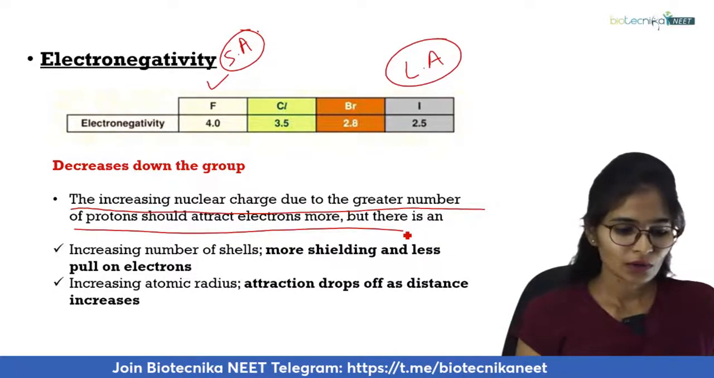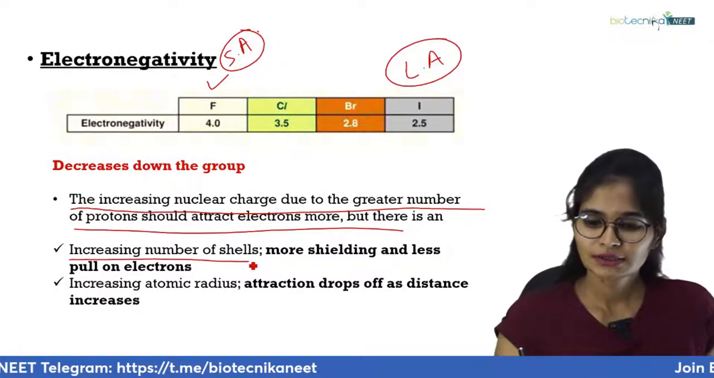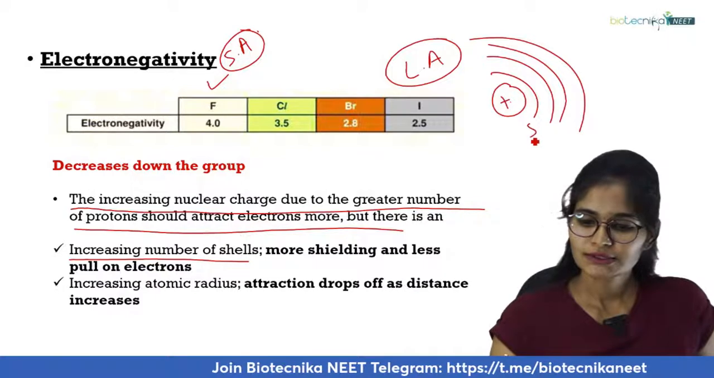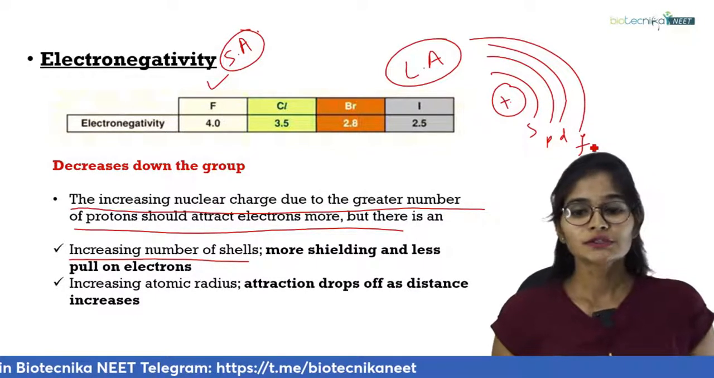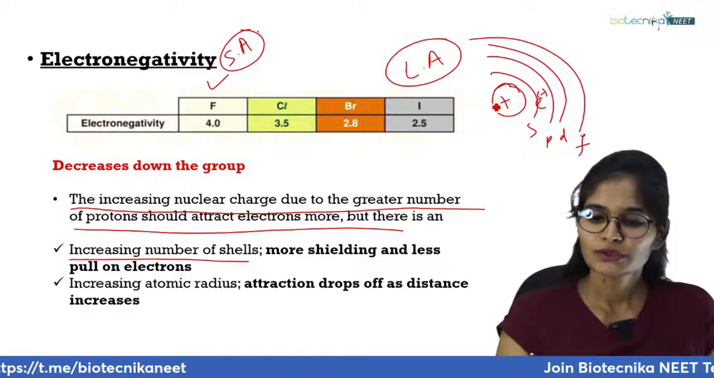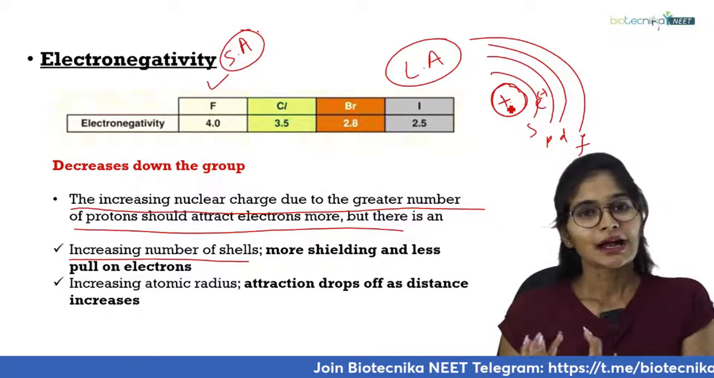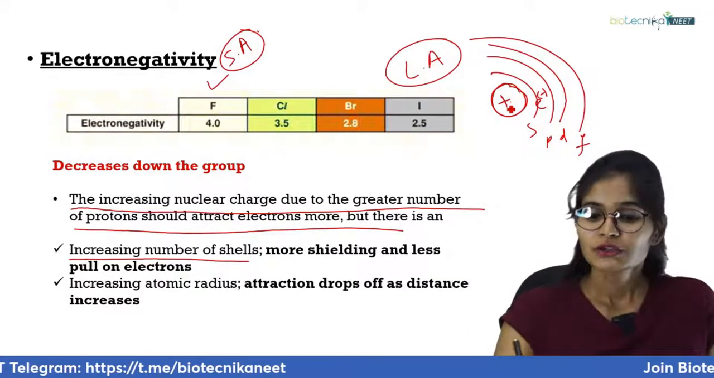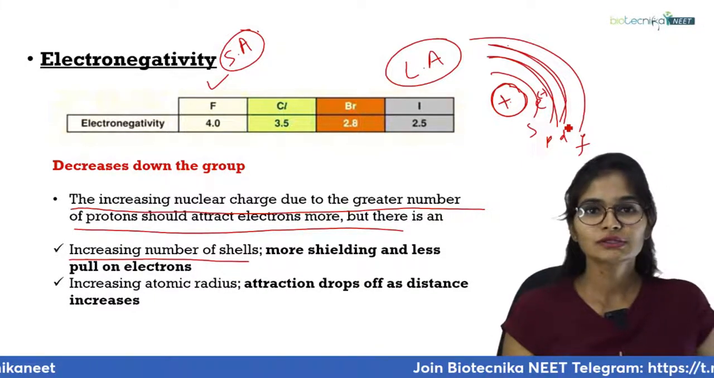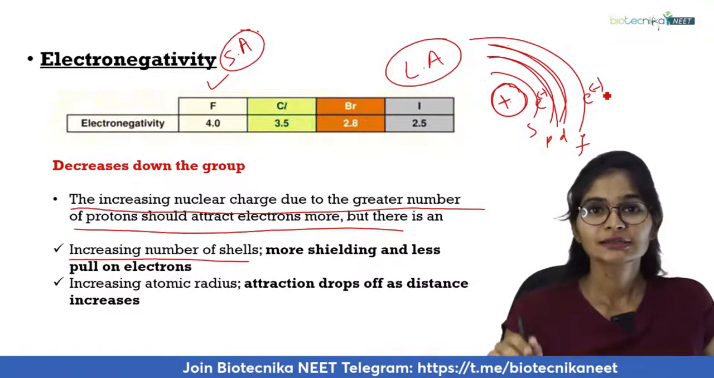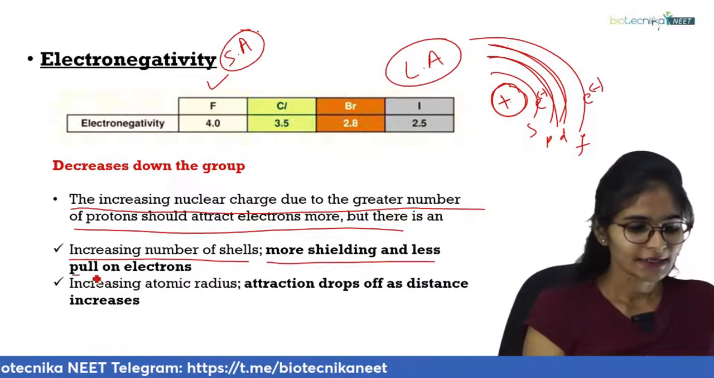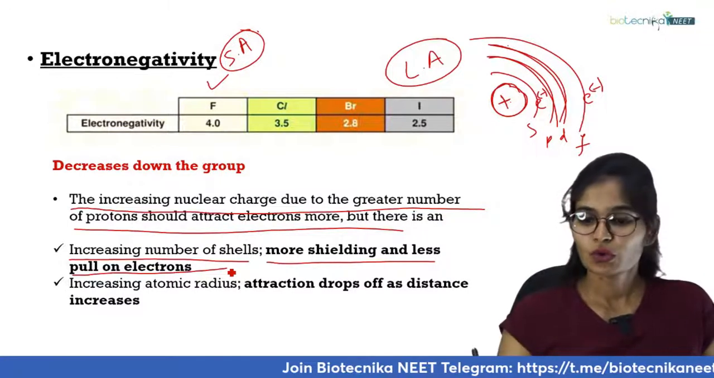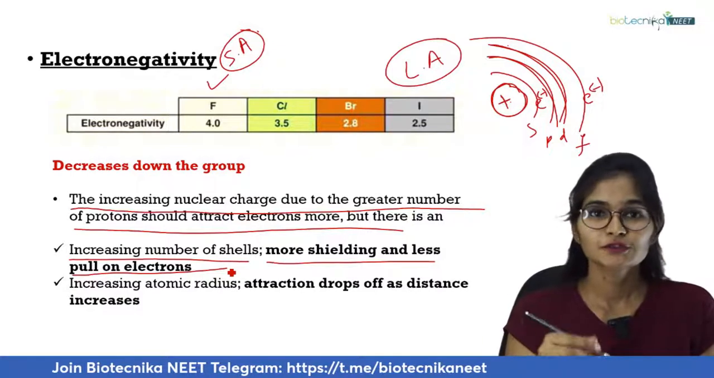Coming to the next, overall what you can conclude is an increase in the number of shells. If you consider the nucleus here, there will be so many orbitals, right? Suppose you consider this is S, P, D, F. The electrons present in the S orbitals are very near to the positively charged nucleus, so the attraction towards the nucleus will be more for s electrons. For f electrons, the p and d electrons are shielding them, right? So overall we can say there is more shielding and less pull on the electron. It will not pull the electron towards itself. That's why it will show less electron affinity. So overall, the electronegativity of fluorine is more compared to iodine.